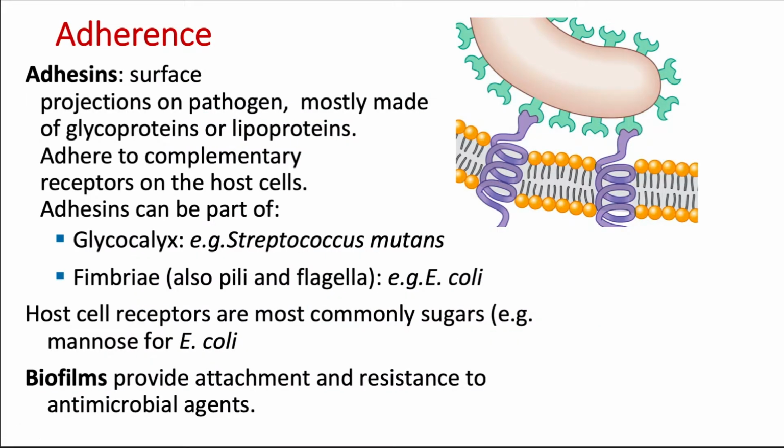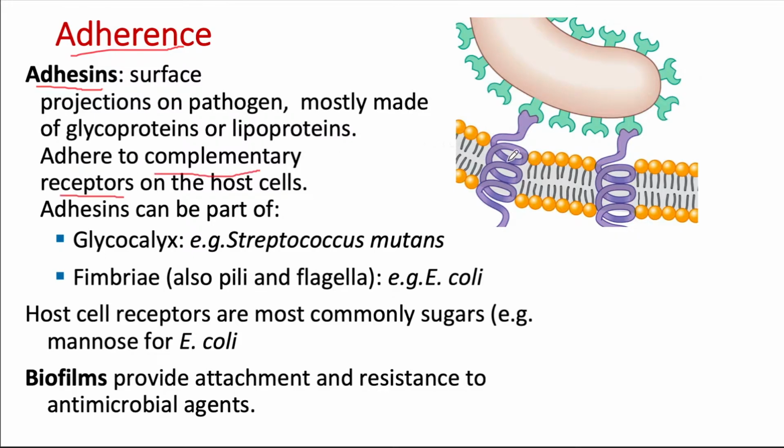Then after numbers, another factor that is important for pathogenicity is adherence. Most pathogens would produce adhesins. Adhesins are surface projections that you will find on the surface of these pathogens. They are mainly glycoproteins or lipoproteins. With glycoproteins, you're talking about sugar and protein combinations, and with lipoproteins, lipids and protein combinations on the surface of the pathogens. And it is with these molecules that they're able to form complementary receptors with the host cells.